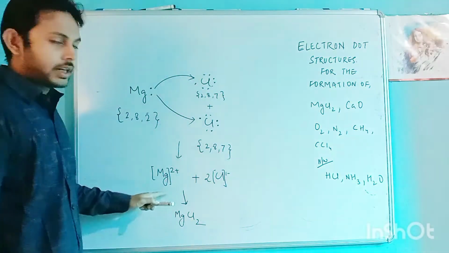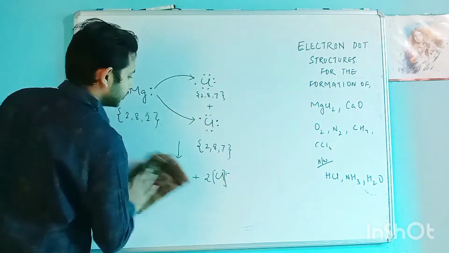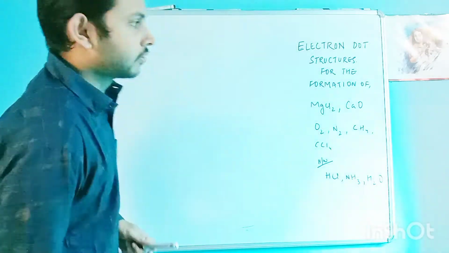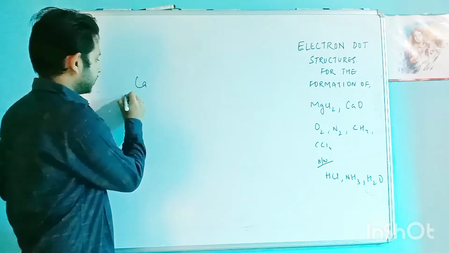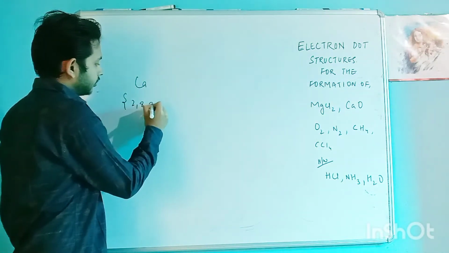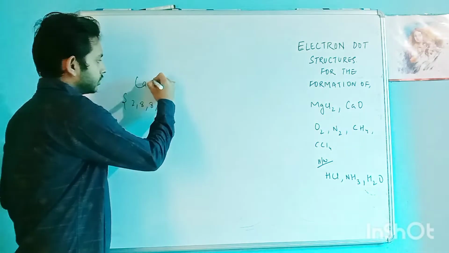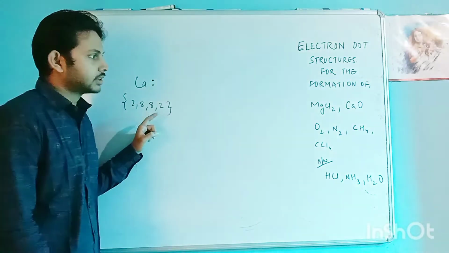Now you can quickly pause and write. Now I will move to calcium oxide. For calcium, the electronic configuration is 2, 8, 8, 2. So in the valence shell there are 2 electrons. So we will draw 2 electrons. To become stable it has to lose 2 electrons.